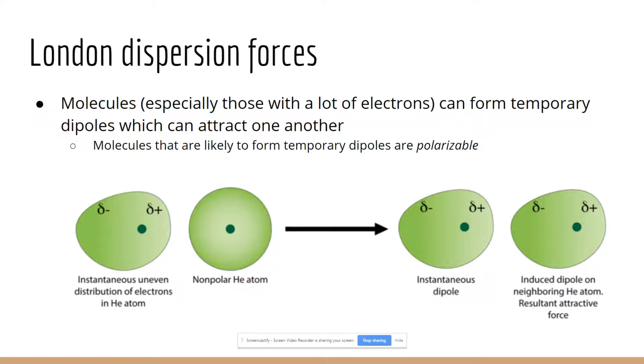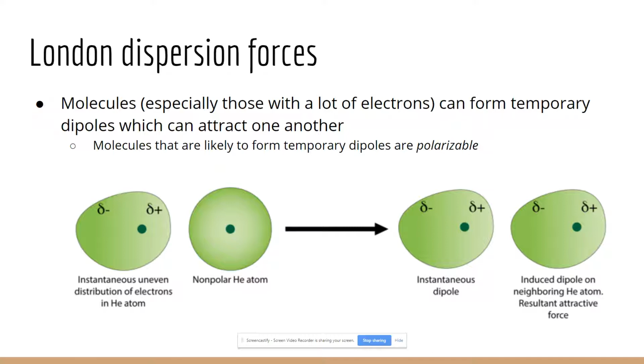And then the third, but certainly not less important, and probably the most important of the three, are London dispersion forces. Molecules of any sort, whether they are polar or nonpolar, can form temporary dipoles, which could attract one another. These temporary dipoles occur because of the motion of electrons. For a fraction of a second, you may have a partial positive charge on one end and a partial negative on the other end, and then it will switch around. But those temporary charges do create real and very measurable forces.